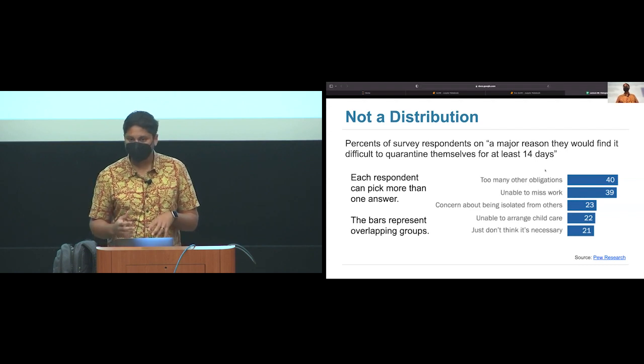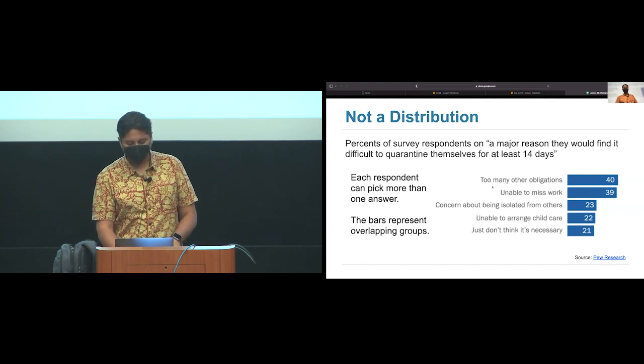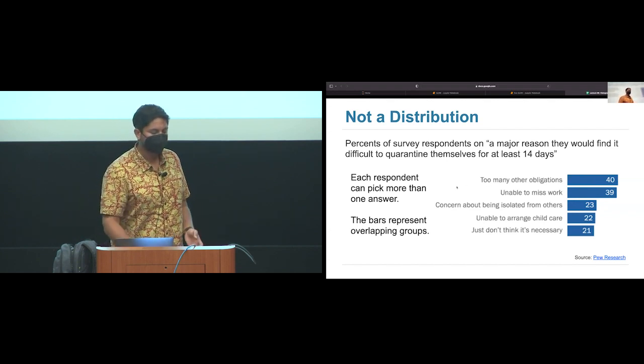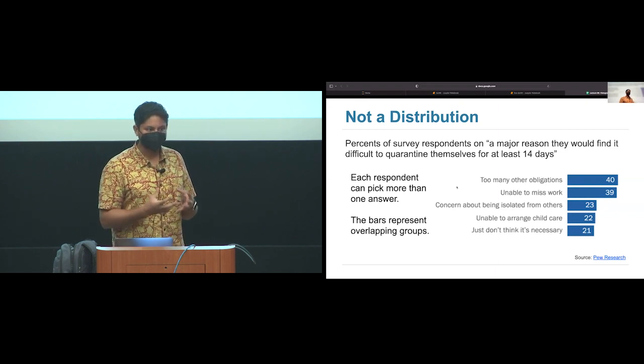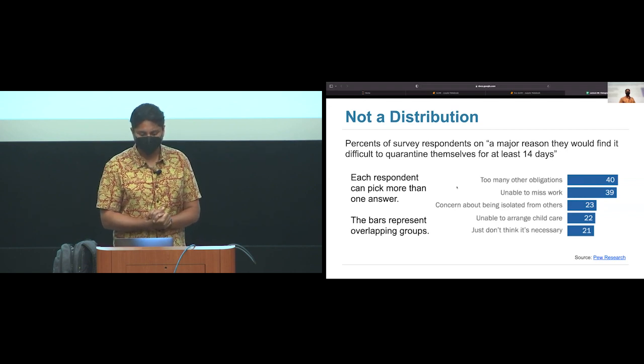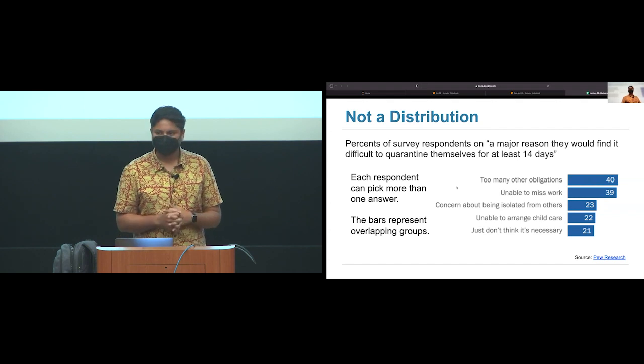Because they're allowed to select more than one reason, if you look at the numbers here, 40, 39, 23, 22, they add up to more than 100. So this is not a distribution. It's for a couple of reasons, but the main one is that each respondent is allowed to pick more than one answer. In that sense, you can't look at it as a distribution anymore. If the numbers aren't adding up to 100%, it's not a distribution. So those are the main differences to keep in mind as we're talking about distributions.